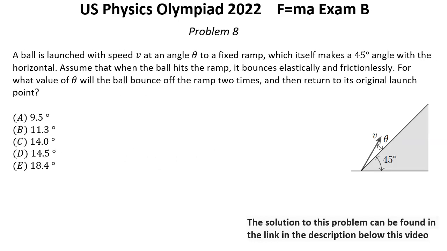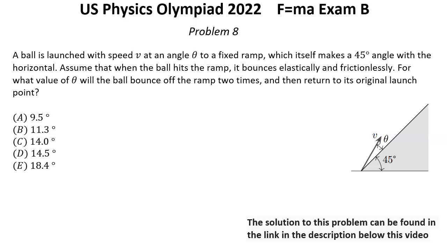Problem number 8. A ball is launched with a speed v at an angle theta to a fixed ramp, which itself makes a 45 degrees angle with the horizontal. Assume that when the ball hits the ramp, it bounces elastically and frictionlessly. For what value of theta will the ball bounce off the ramp 2 times and then return to its original launch point?